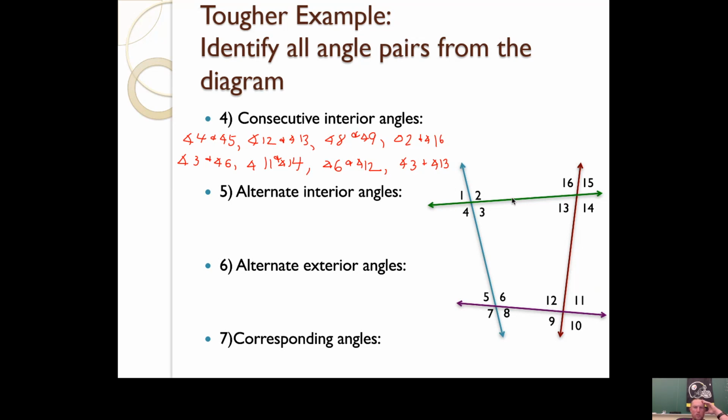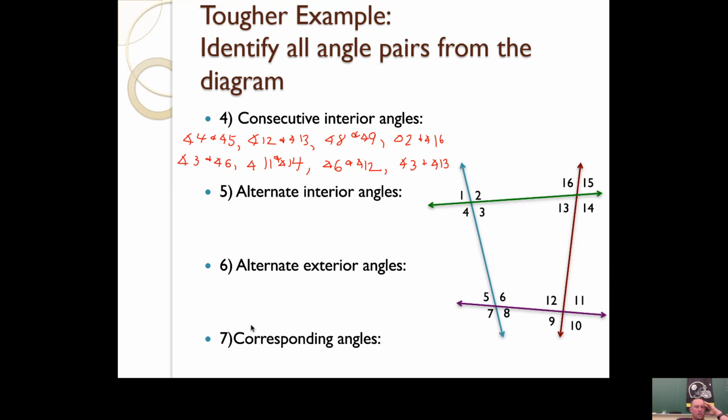Cover up the purple. Angle 4 and angle 15 are alternate exterior. Angle 1 and angle 14 are alternate exterior. Cover up the green. Angle 5 and angle 10 are alternate exterior. Angle 7 and angle 11 are alternate exterior.